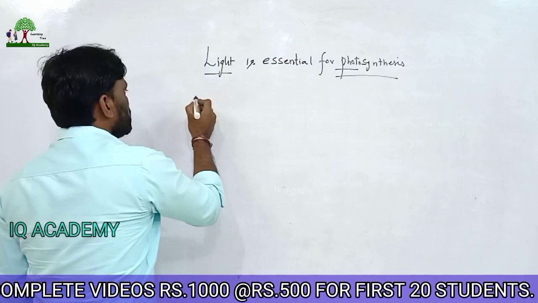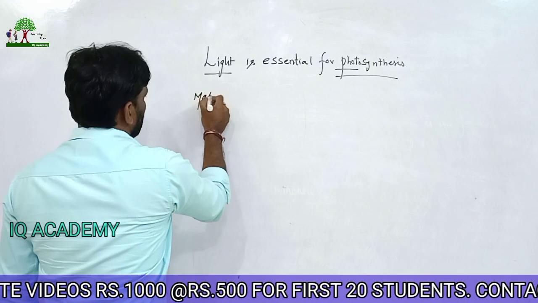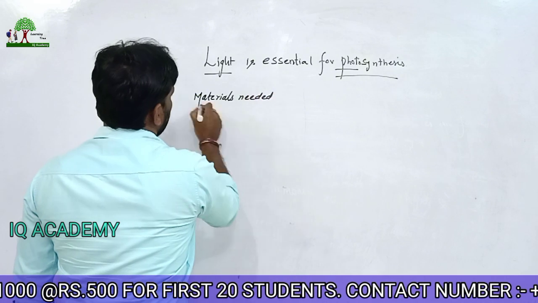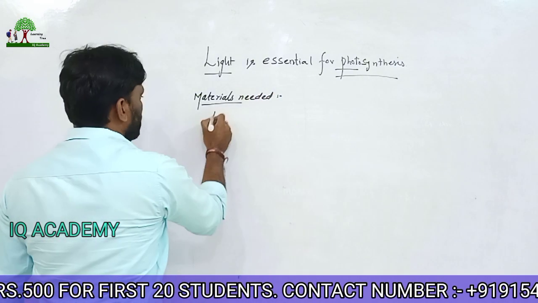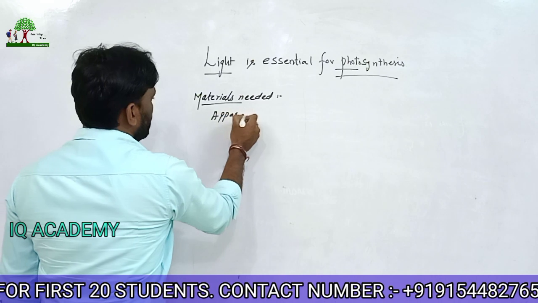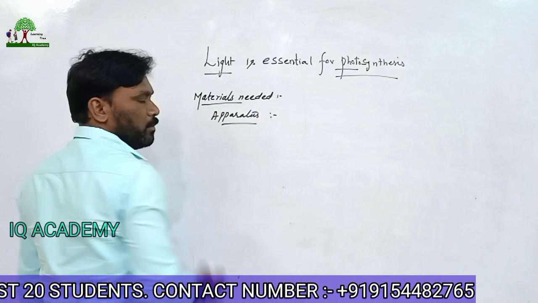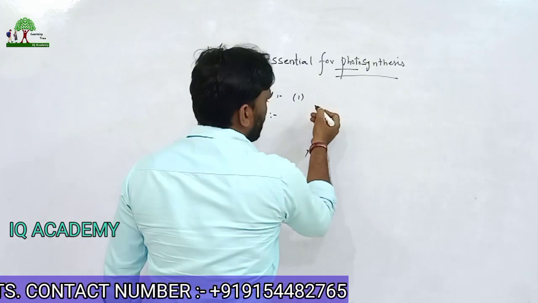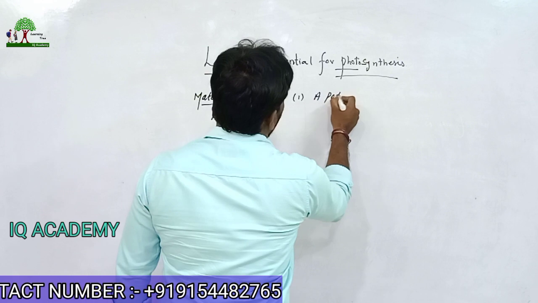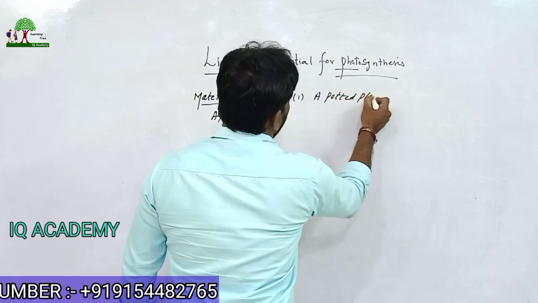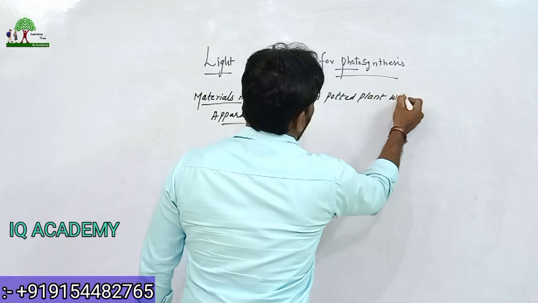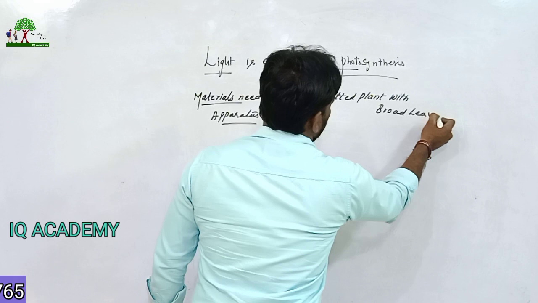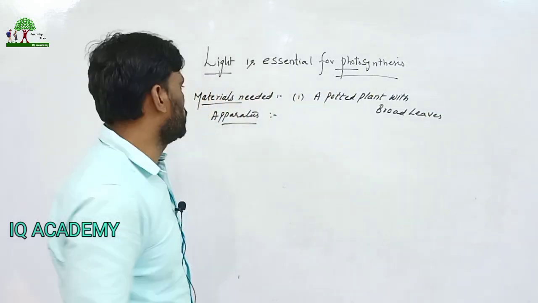What are the materials needed? We can also write apparatus. What are the apparatus needed? Apparatus, also we can say materials needed. First, we want a potted plant with broad leaves.